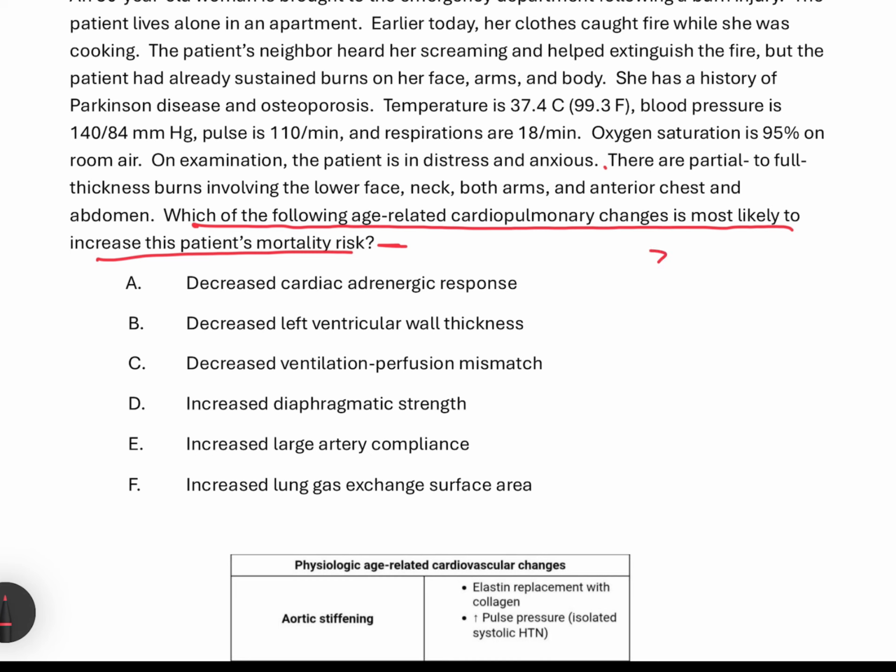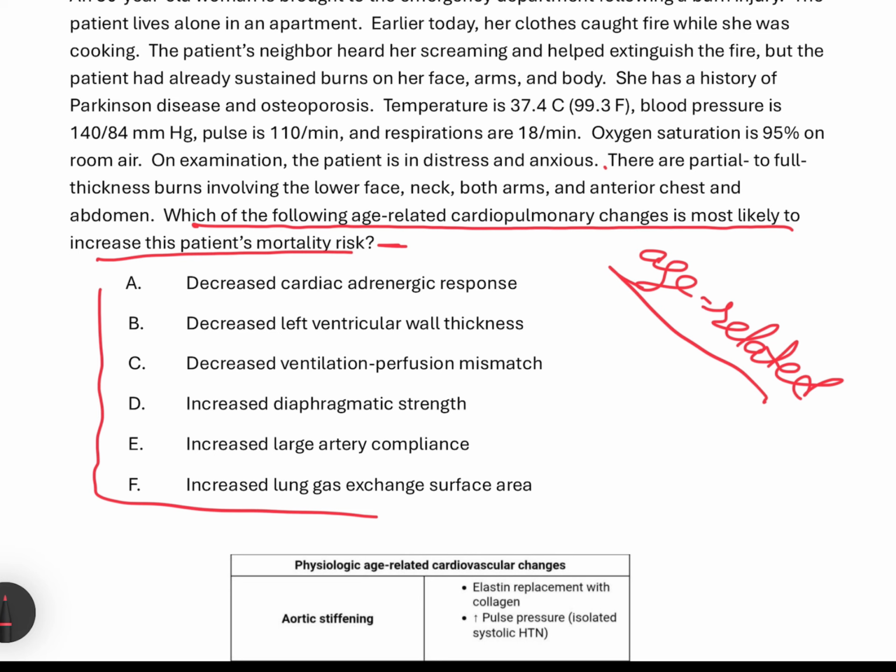With age-related changes in the human body, which of the following changes will increase the risk of mortality? We have these options: decreased cardiac adrenergic response, decreased left ventricular wall thickness, decreased ventricular perfusion mismatch, increased diaphragmatic strength, increased large artery compliance, and increased lung gas exchange surface area.